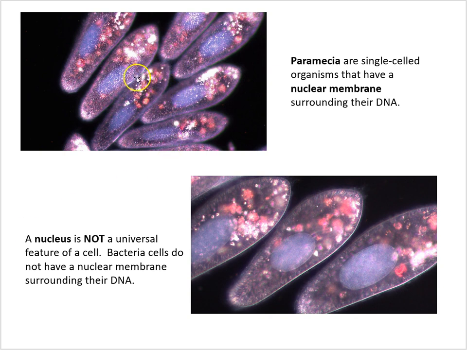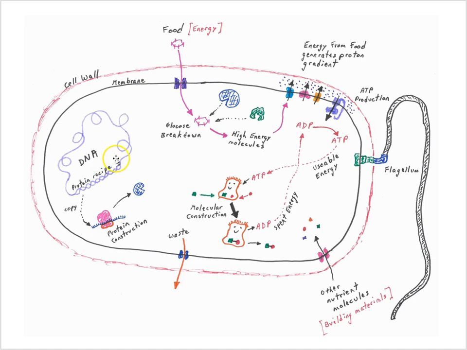Now this picture, we see paramecia. These are single-celled organisms that swim around in ponds and streams. And we see the blue structure here is the nucleus of the cell. So the nucleus is a nuclear membrane that surrounds the DNA of this paramecium cell. Now, a nucleus is not a universal feature of a cell. Bacteria cells do not have a nuclear membrane surrounding their DNA. You'll recall in our picture here, we just have DNA sort of floating in the cytoplasm. There's no membrane around the DNA. That's what a nucleus would be.